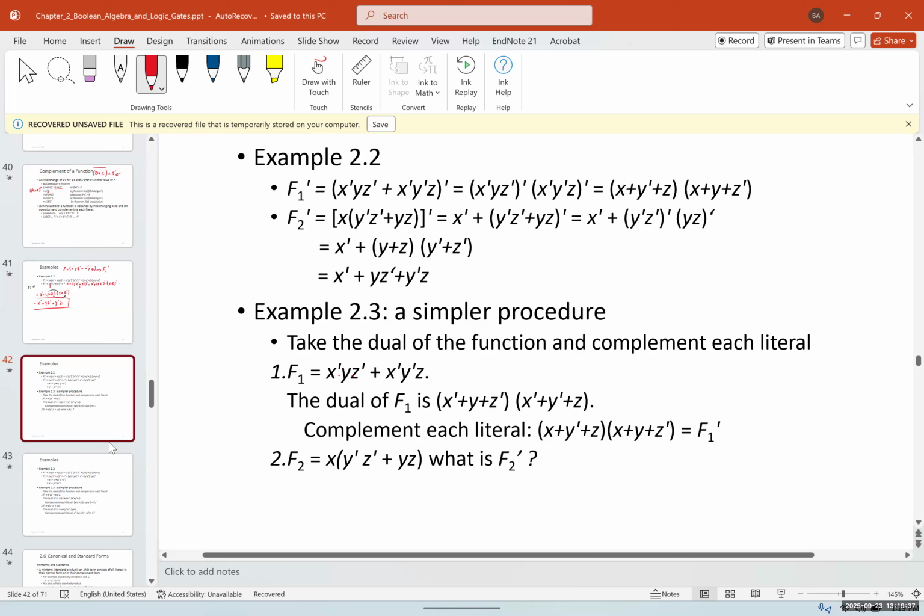Now I want you to do that for f2. f2 is equal to x times y prime z prime plus y z. What is f2 prime equal to?